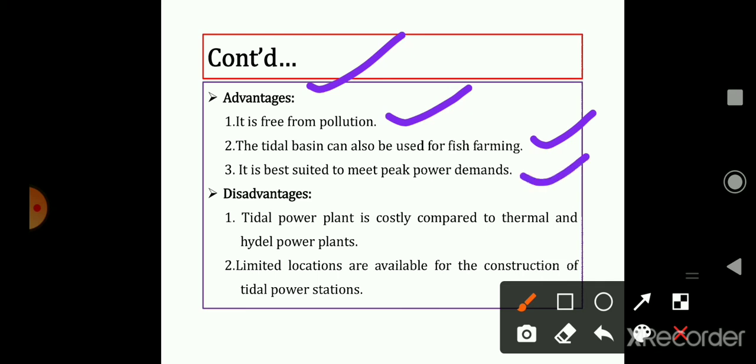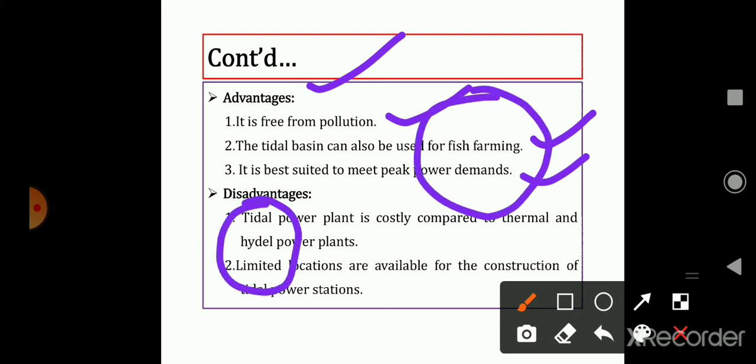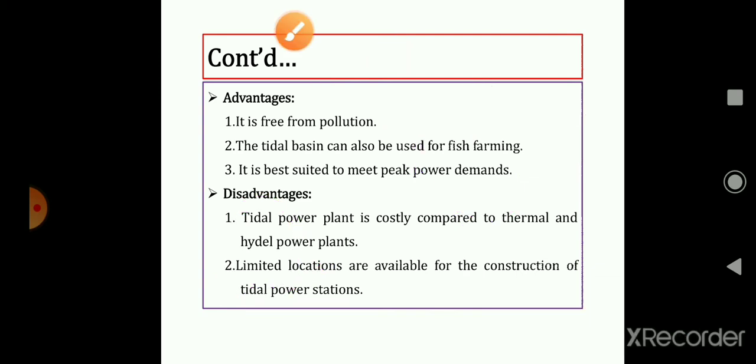What do you mean by peak power demands? In our houses, in the morning time and similarly in the evening time, we consume a huge amount of electrical power. These two periods we call peak load periods. At these two peak load periods we can utilize this tidal power plant. So these are the advantages.